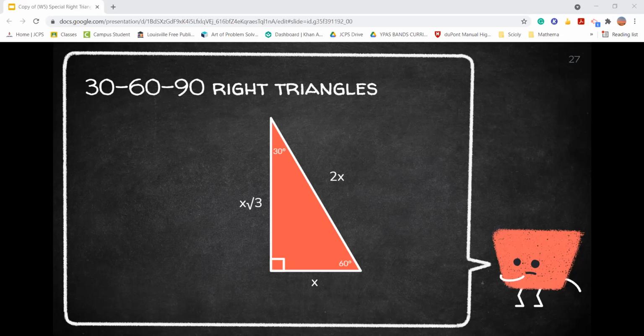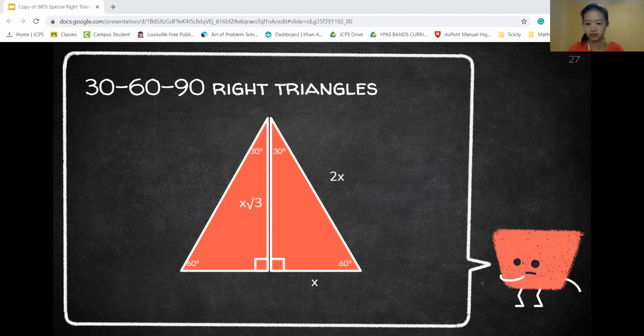So where does this stuff come from? Basically, let's make two 30, 60, 90 triangles. And what type of triangle is this? If we just look at these two triangles together, what type of triangle is this large triangle? Yeah, all of you guys are correct. This is an equilateral triangle, and it is an acute triangle too, and each of its angles will have measure 60 degrees.